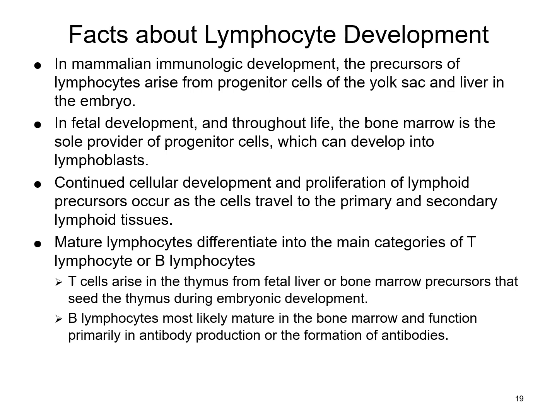Mature lymphocytes differentiate into the main categories of either T or B lymphocytes, where the T cells arise in the thymus from fetal liver and bone marrow precursors that go and seed in the thymus during embryonic development. And then the B lymphocytes mostly mature in the bone marrow, and they function primarily in antibody production, or the formation of antibodies.